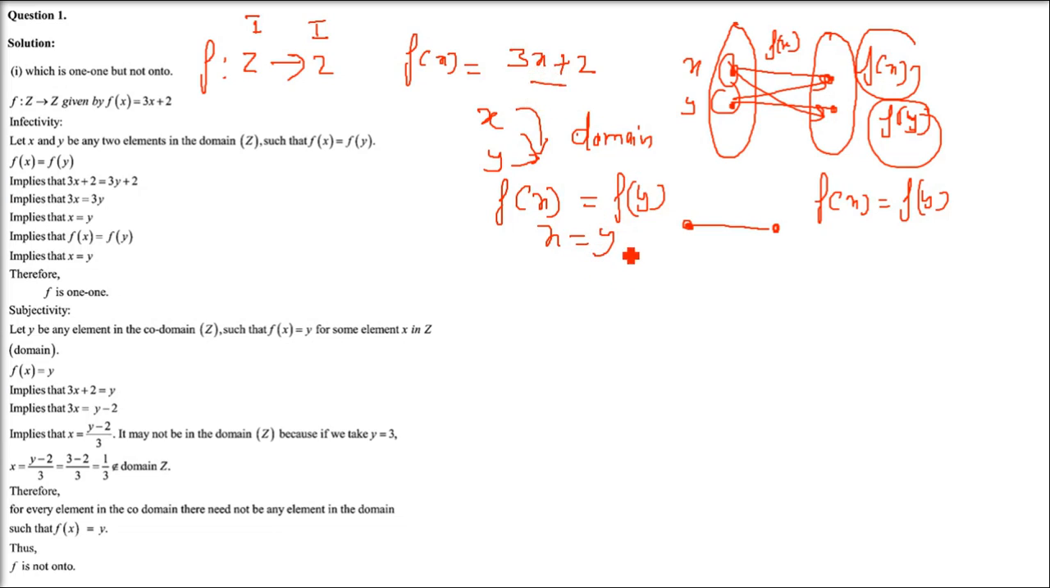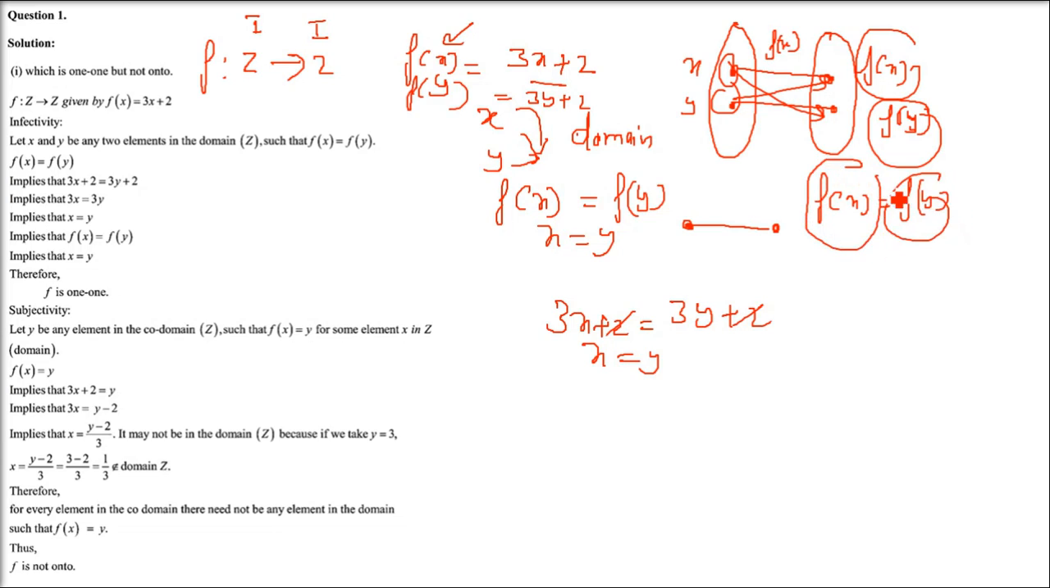So let us check this 3x plus 2. f(x) is equal to 3x plus 2. If you put x, it is 3x plus 2. If you put y, it is 3y plus 2. Now you can subtract 2 from both sides; 2 gets cancelled. Now divide both sides by 3: x is equal to y. So f(x) equals f(y) and eventually x equals y. This is the one-one condition, and this function is one-one.